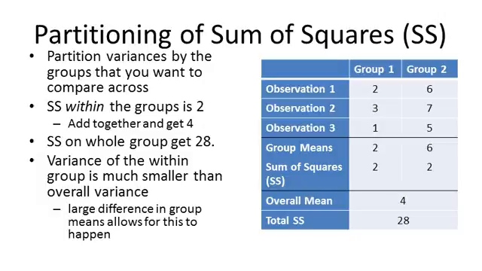We can also take the overall mean, so taking all points regardless of what group they are, and in this case it's 4. But here we can see that the total sum of squares is actually 28 in this case. So the sum of squares within the group is only 2 for each, and when they're added together you get 4. But the sum of squares for the total is actually 28. And so what we can say is that the variance within the group is much smaller than the overall variance. And this large difference in the group mean allows basically this variance to exist.